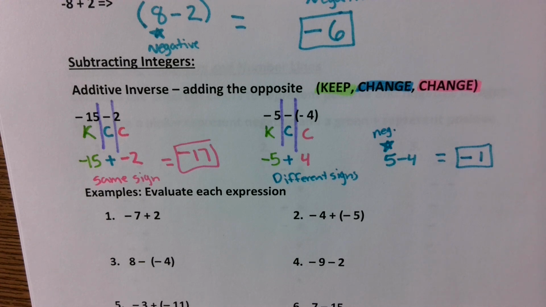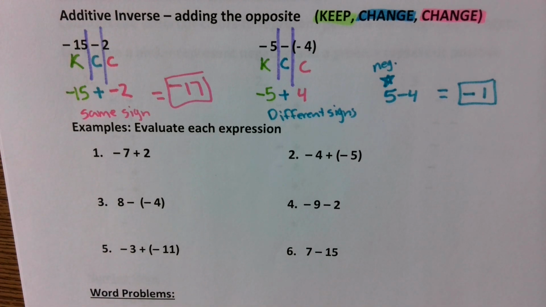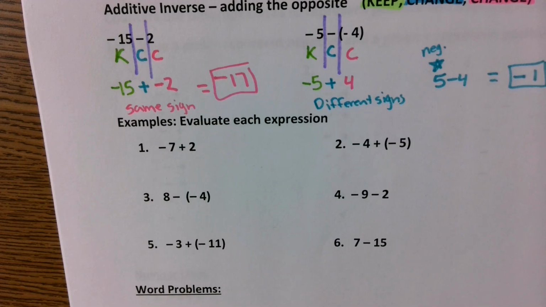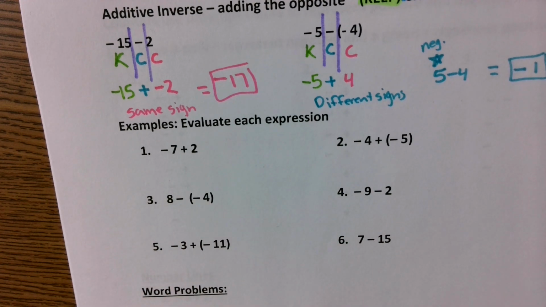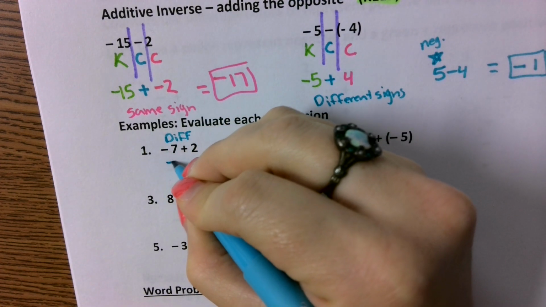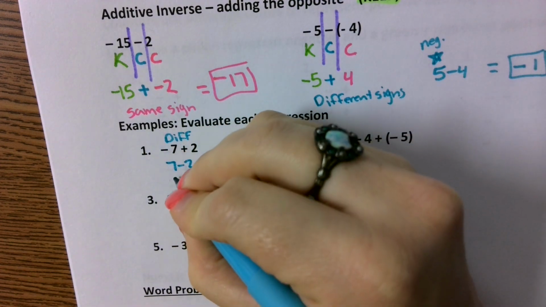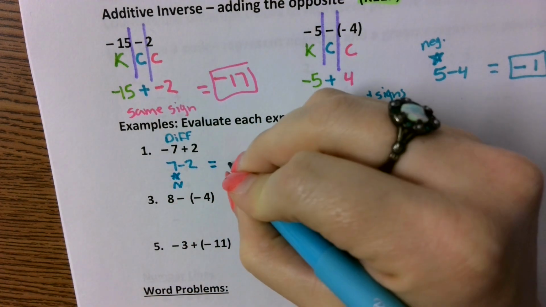So what I want you guys to do now, I know some of you have your calculators at your desk, but I want you to ignore the calculator for right now. I want you to practice doing these problems without the calculator. Okay, so for problem number 1, we have negative 7 plus the 2. These were different signs, so that means that we're really just going to subtract 7 minus the 2 and keep the sign of the 7, which happened to be a negative number. That's going to give us a negative 5.